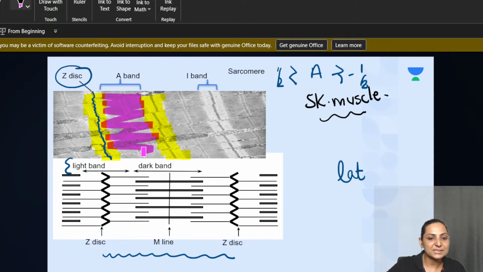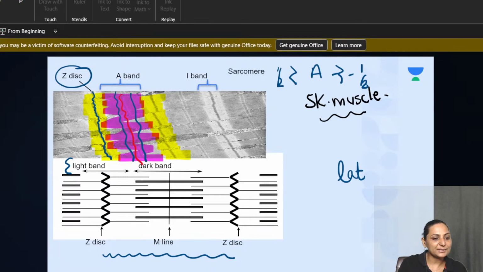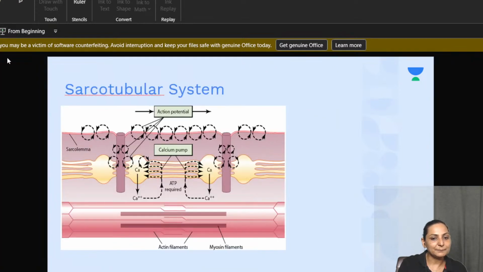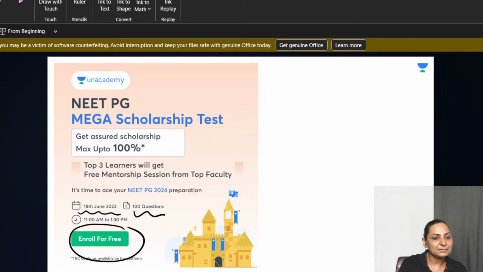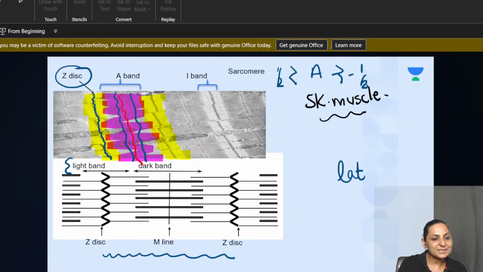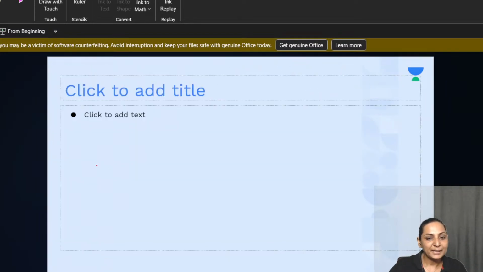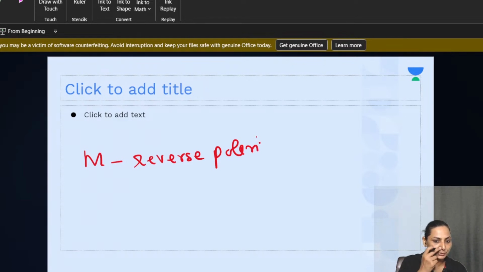In the center, which is the dark band, in the middle of the dark band what you get is the H zone, and in the center of the H zone we get the M line. What is this M line? This M line is the site of reverse polarity of the molecules, the myosin molecules.